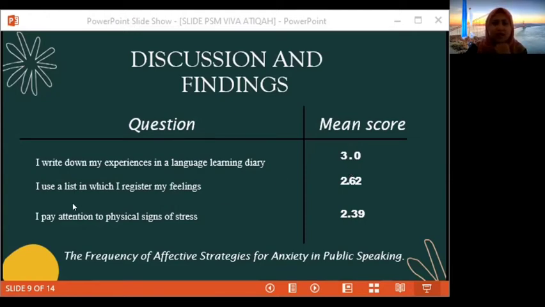The second one is to use a list in which they register their feelings. It gets 2.62, and the third is to pay attention to physical signs of stress, at 2.39.